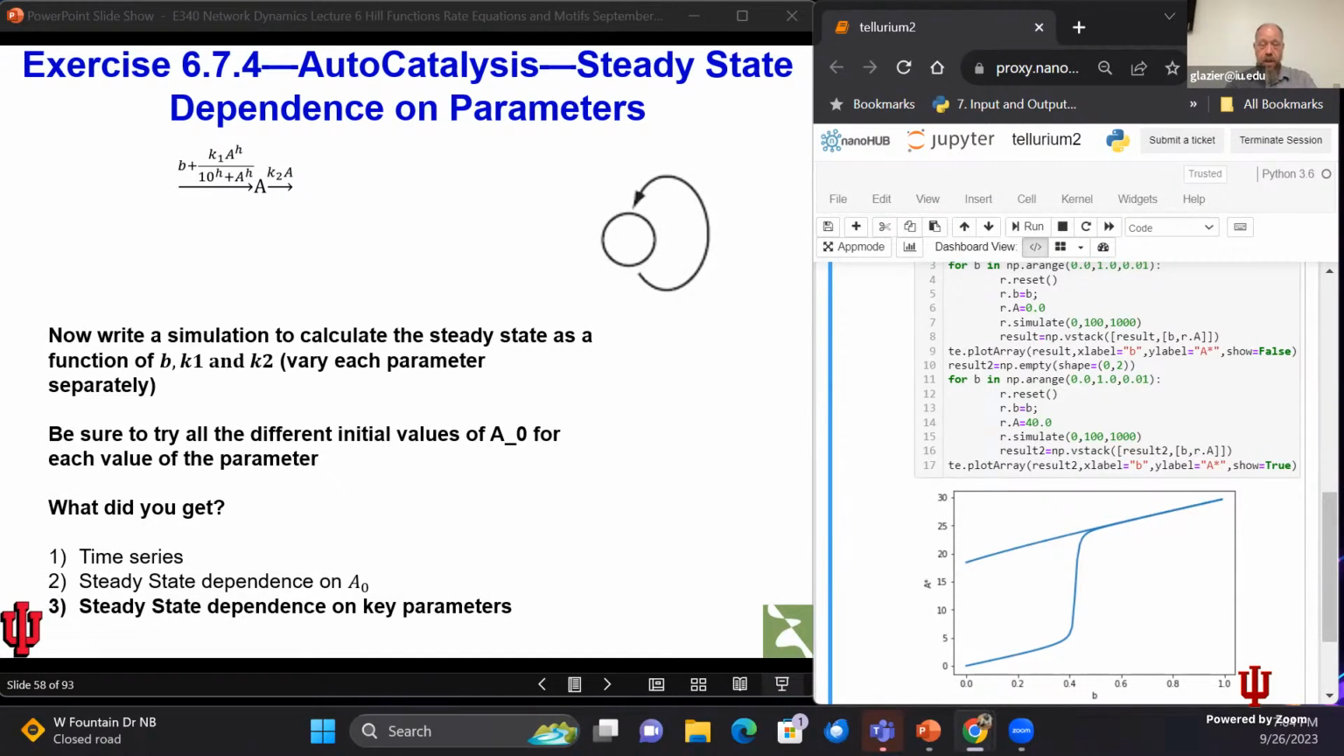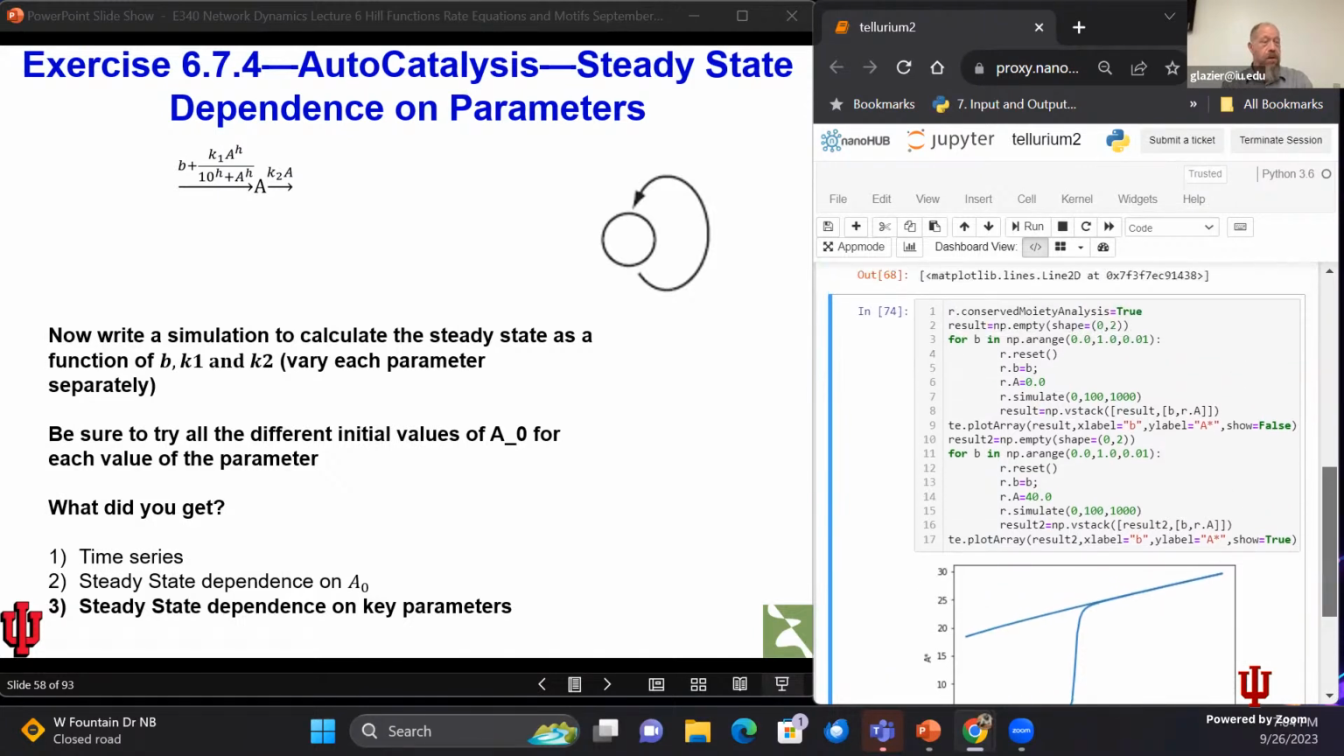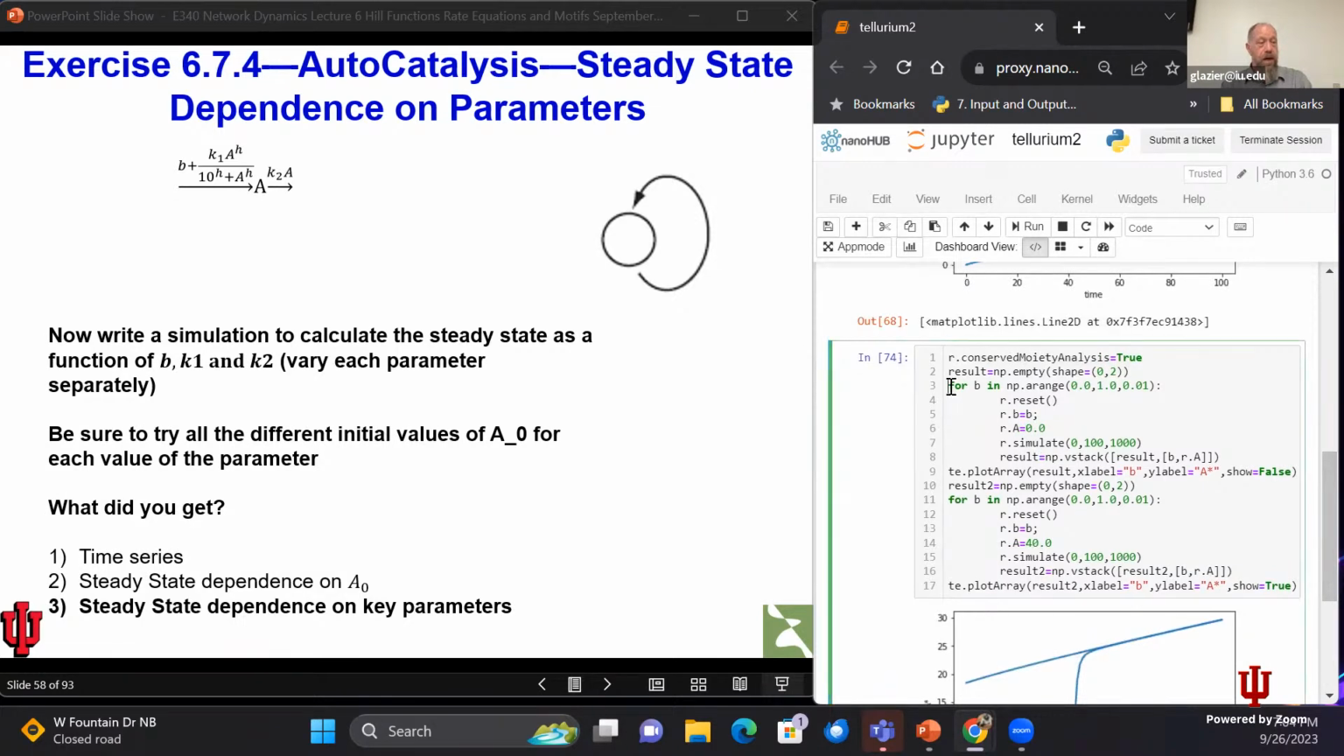So let me walk you through what I did, but I really would like it if people could try to do these things on their own gradually. So what did we do? We took the code that we had that scanned the initial value of A. And I said, instead of scanning the initial value of A, I'm going to scan the value of the B parameter. I know that B was set to be 0.2 initially, so I know it's going to be in a range between 0 and 1. So I set B in a range between 0 and 1 in steps of 100th.